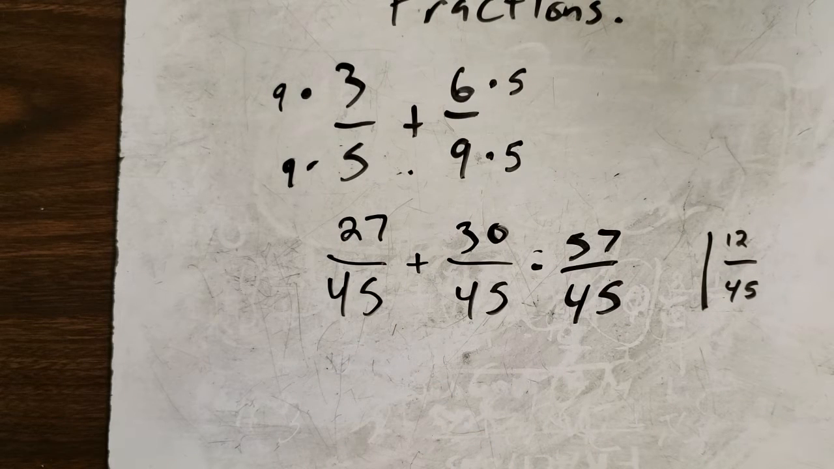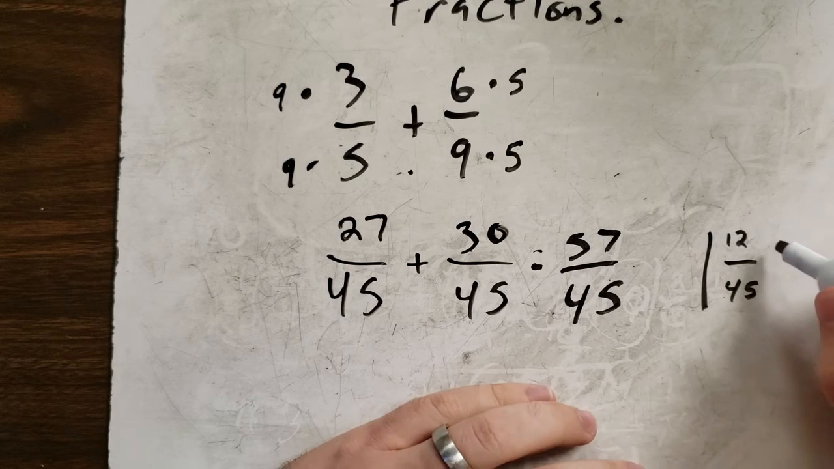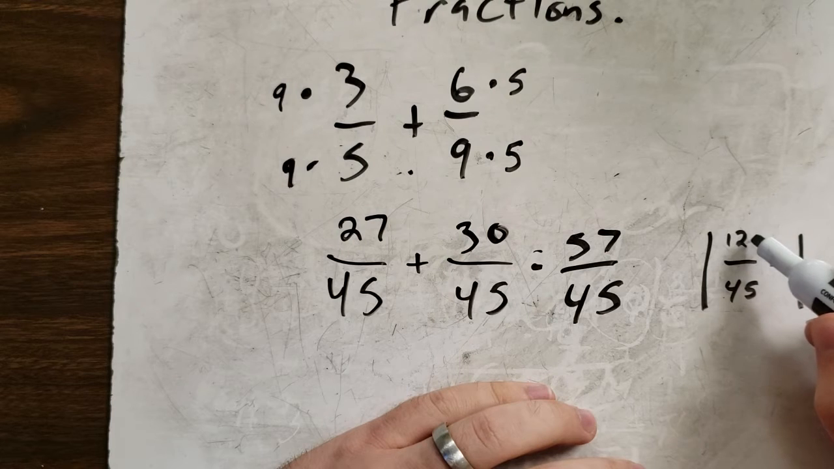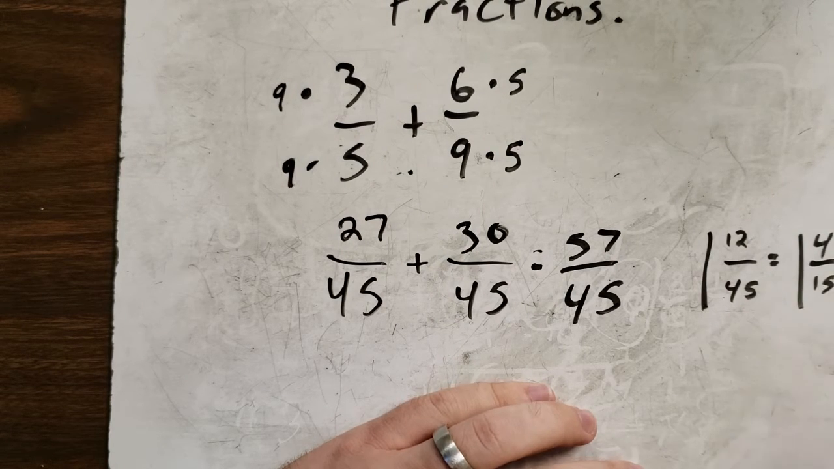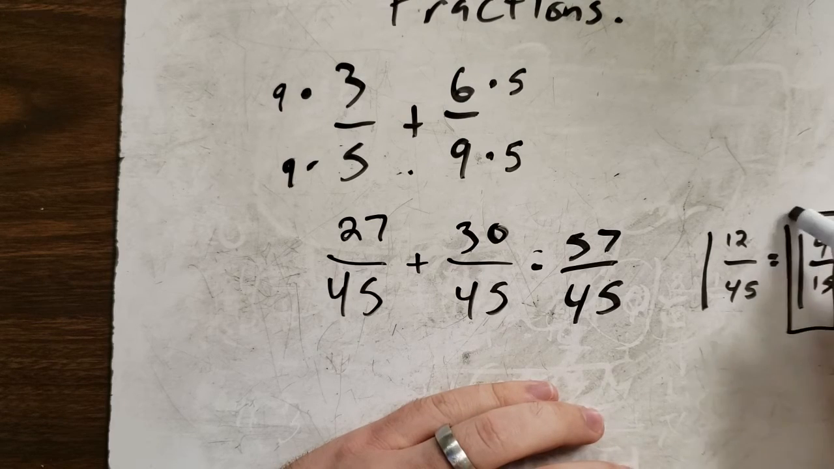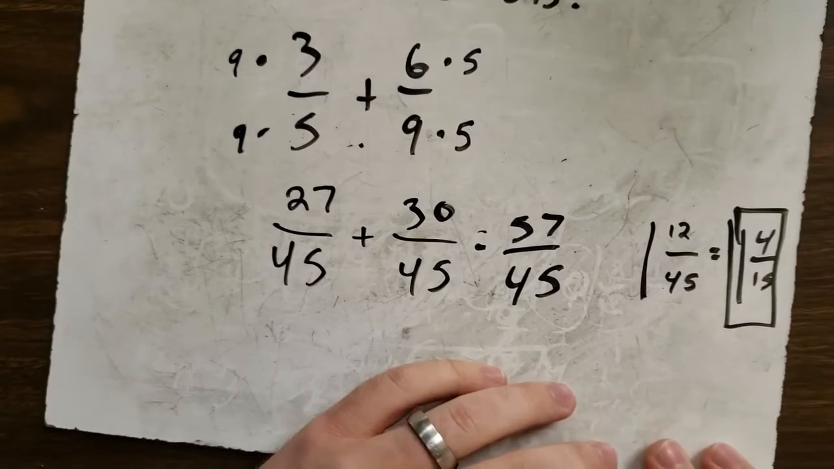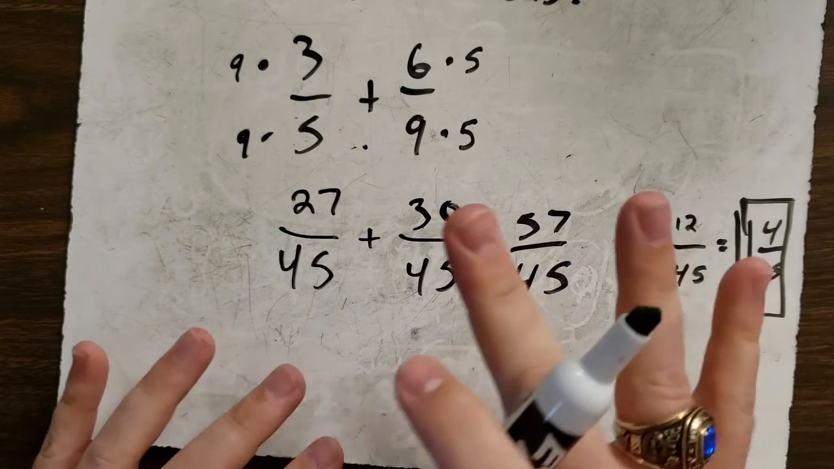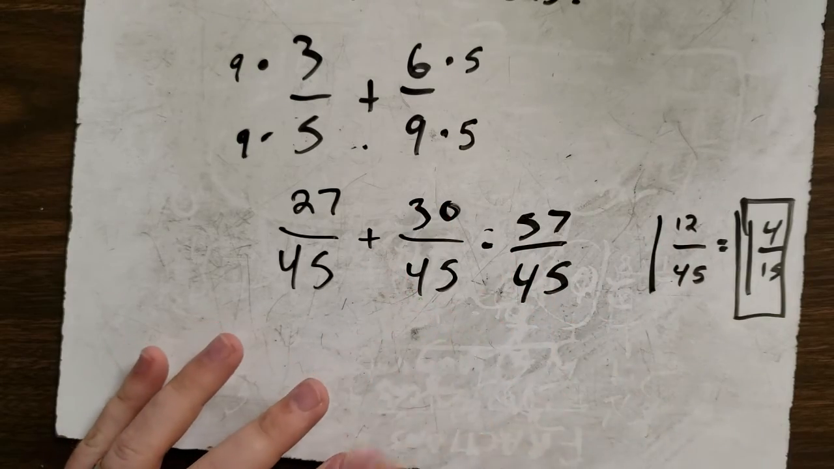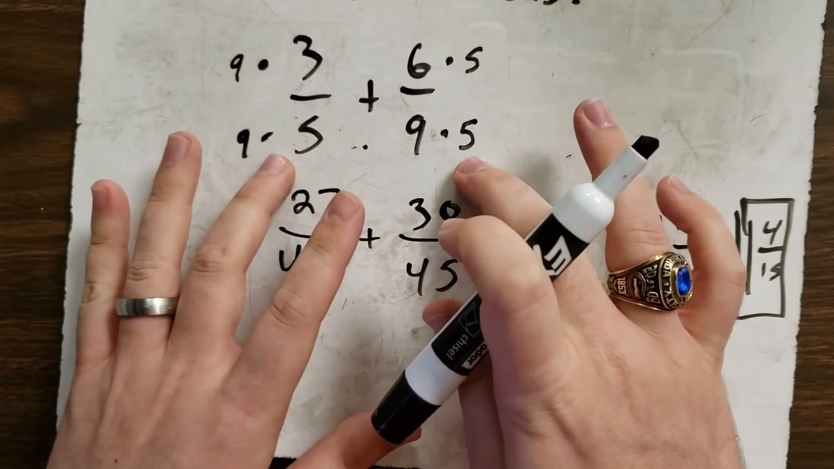Now we can reduce that as well if we really wanted to. We can divide each of these numbers by 3. So 12 divided by 3 is 4. 45 divided by 3 is 15. And that is our final answer, 1 and 1/15. Sorry, 1 and 4/15, right? But the main part here is this part. Remember, adding and subtracting, you must have a common denominator.